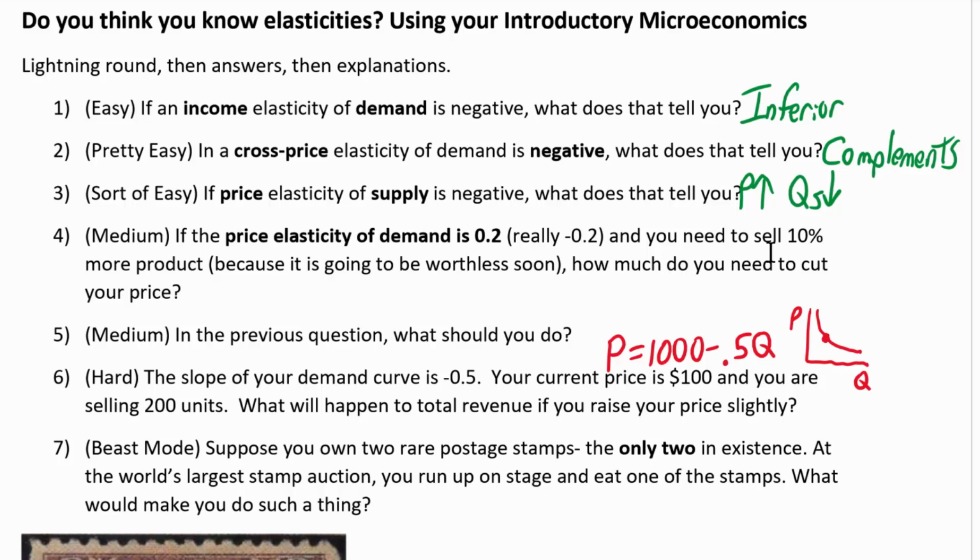Question number 4. If the price elasticity of demand is minus 0.2 and you need to sell 10% more product because it's going to be worthless soon, how much do you need to cut your price? The answer here is you're going to have to cut your price. So the price is going to have to go down by 50% in order to sell 10% more product.